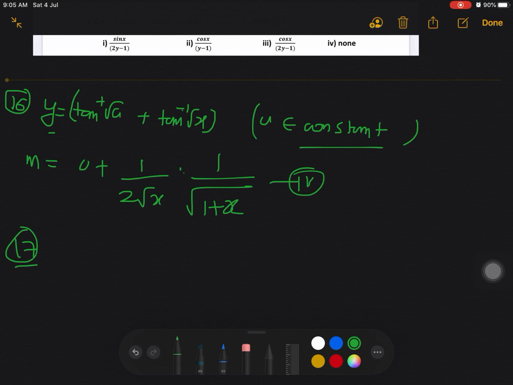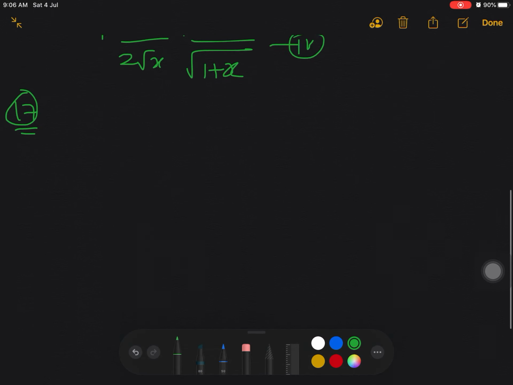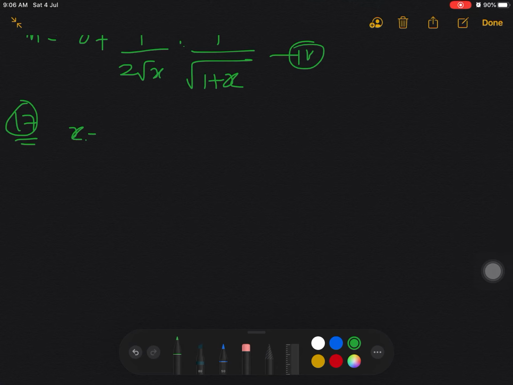In order to solve question number 17, the question is given to be that y is equal to sine inverse of whole root over 1 plus x plus whole root over 1 minus x divided by 2. We can look for some substitution in order to simplify this question. So you can use the fact that we can put x is equal to cos 2 theta.